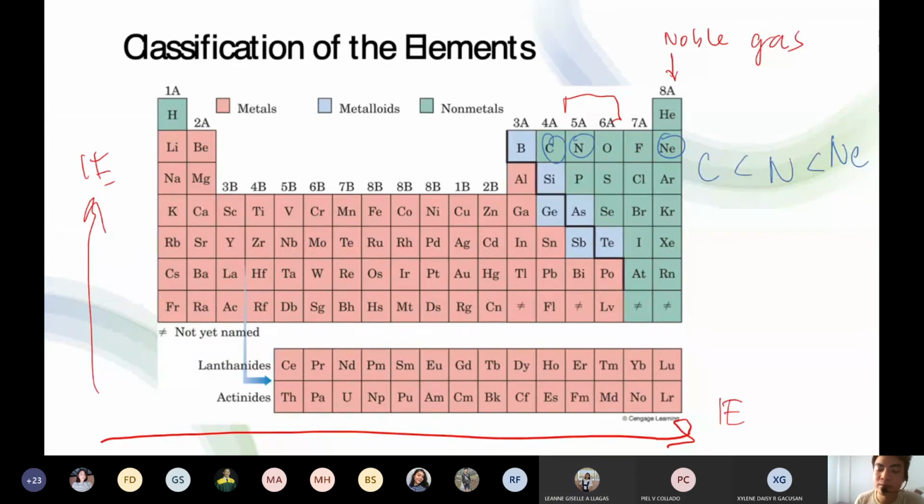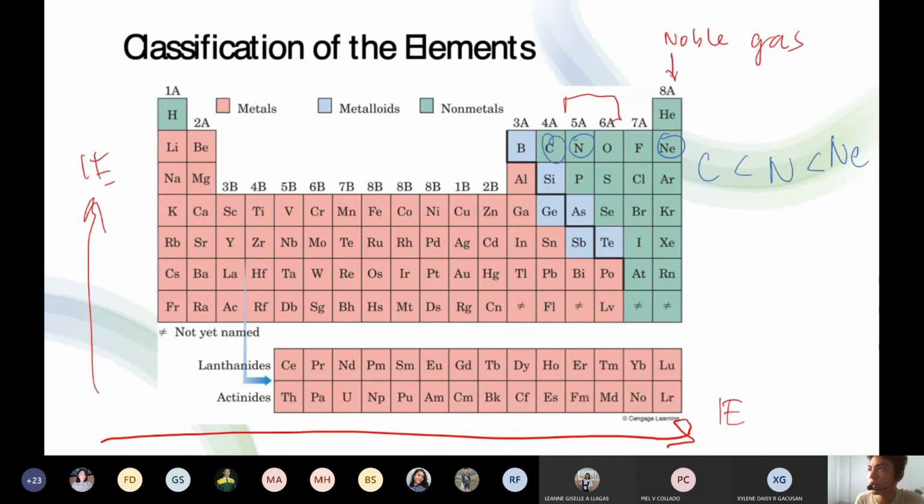Thank you. Okay, because according to the periodic trend, as you go from left to right, the ionization energy increases. So syempre, nasa rightmost si neon. So siya talaga yung strongest. Si carbon, medyo nandun pa siya sa left side, so siya yung magiging weakest. Nitrogen is in between. Nasa gitna siya.